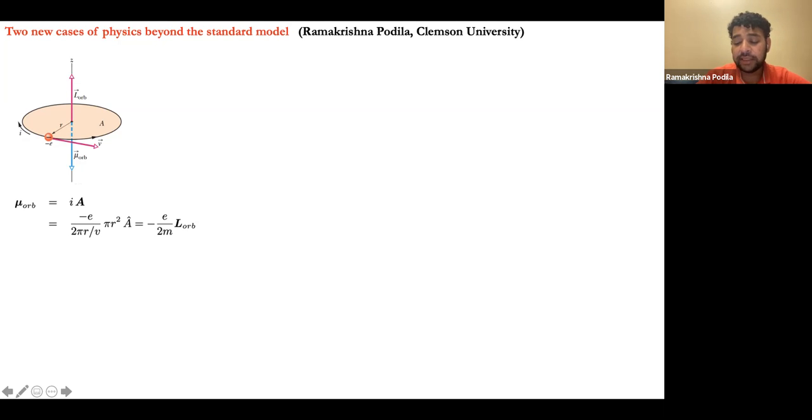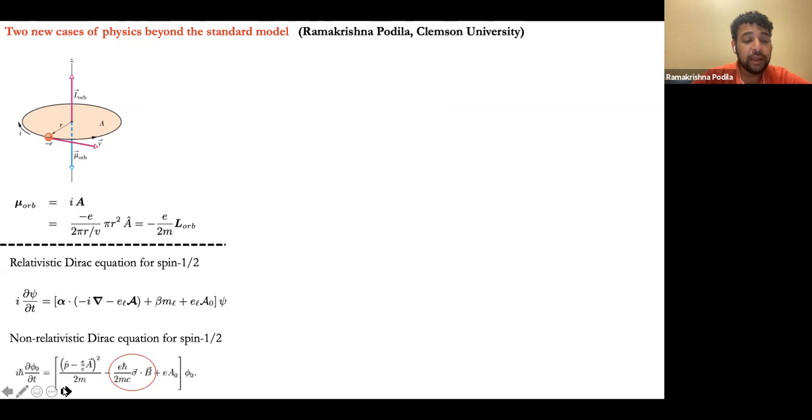And this can be explained from Dirac's relativistic equation for a spin half particle. The first equation is the relativistic one, and the second one is the non-relativistic Dirac equation. If you compare the second term in the non-relativistic Dirac equation, you can see that the factor that would come out of the second equation should give you the value of g, and Dirac in fact calculated it to be 2. g is equal to 2.